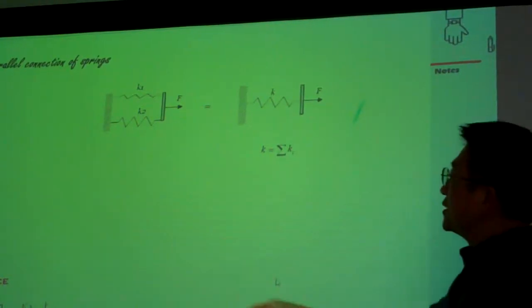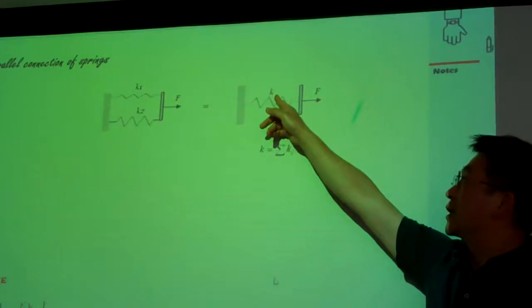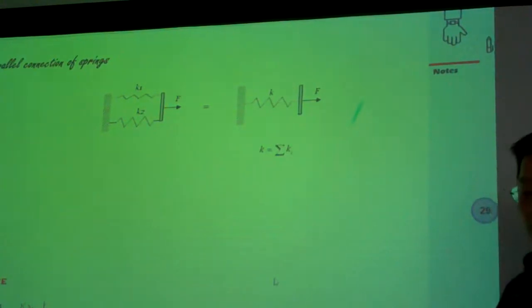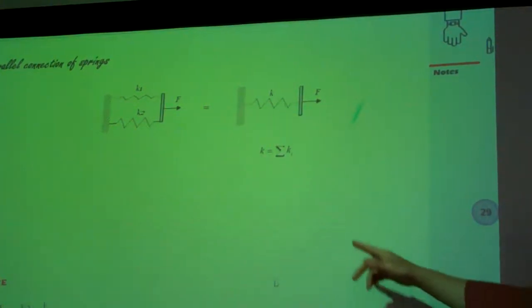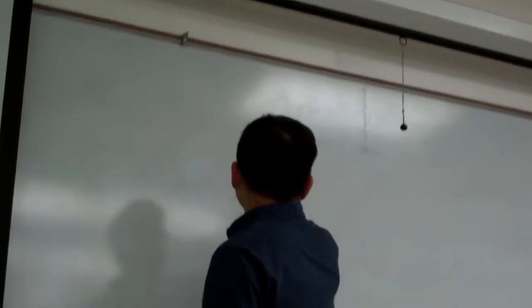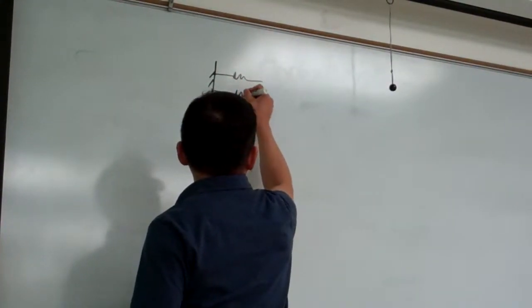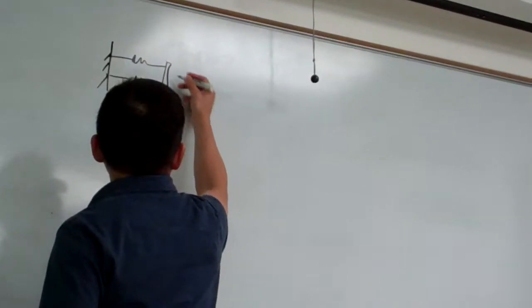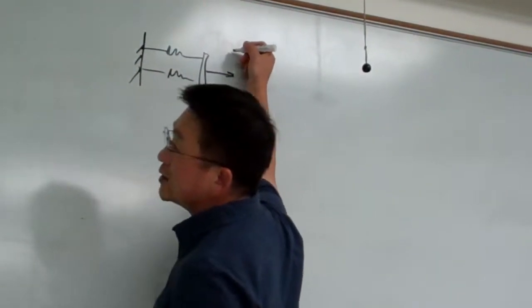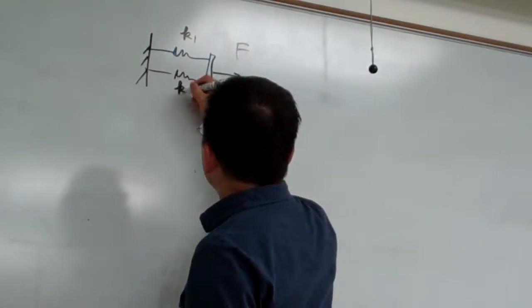Now, for the combination of the two springs in this way, we want to get the equivalent. The K here is the equivalent spring constant. The result is simply the summation of the two springs. Here I can give you a little more explanation. Say this is a force applied here, this is K1, and this is K2.